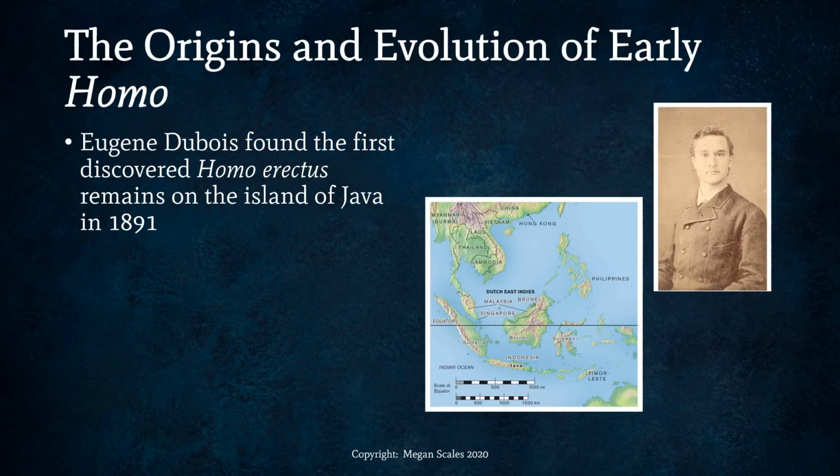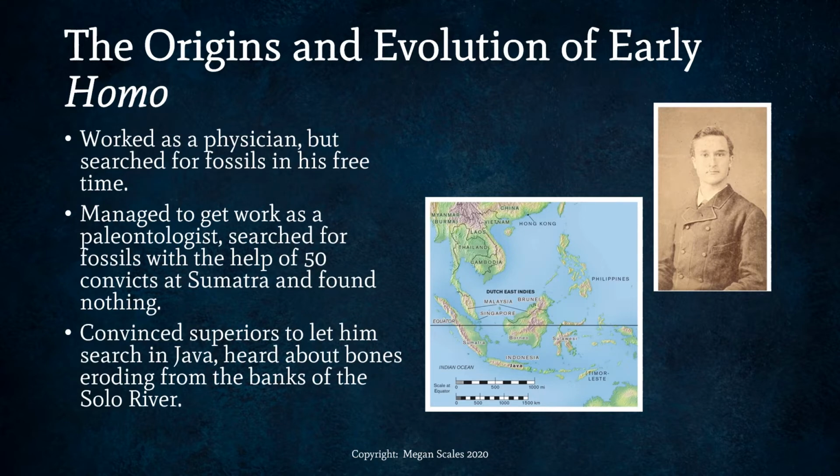So here we are looking at an early discovery. In 1891, Eugene Dubois found the first Homo erectus remains on the island of Java. Dubois worked as a physician, but he searched for fossils in his free time.